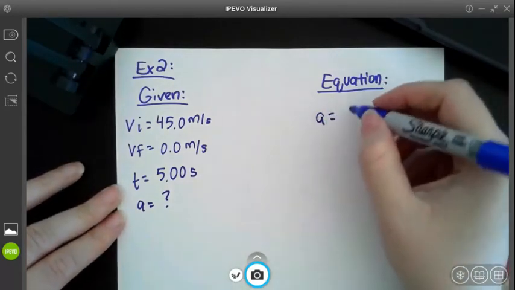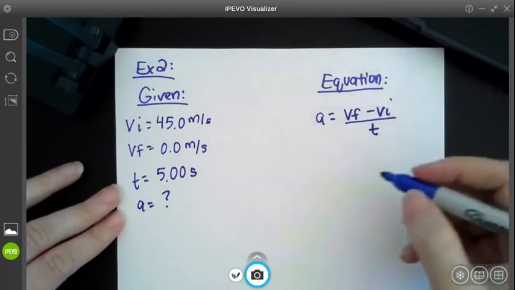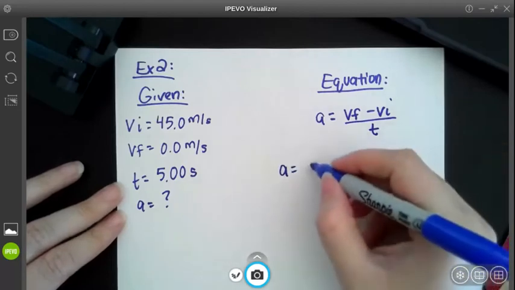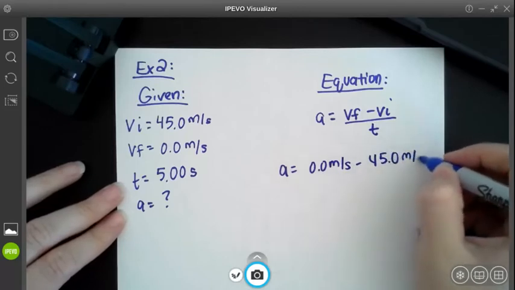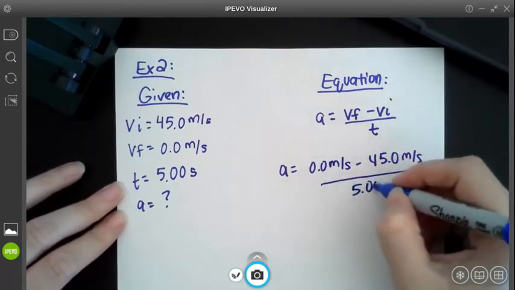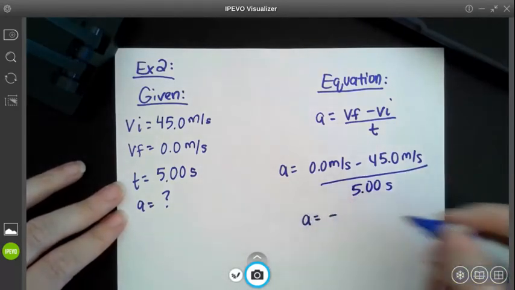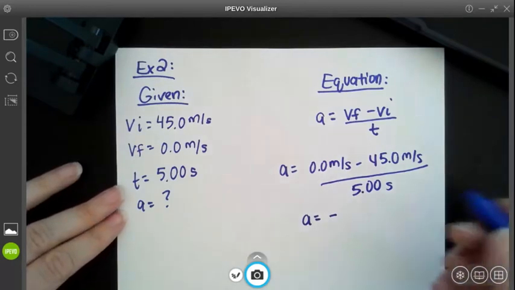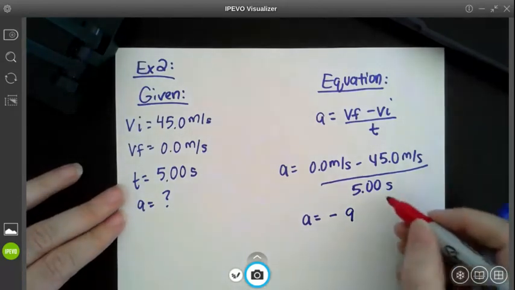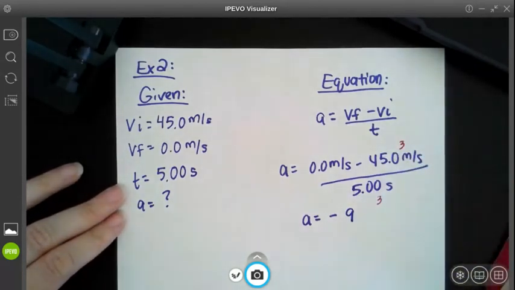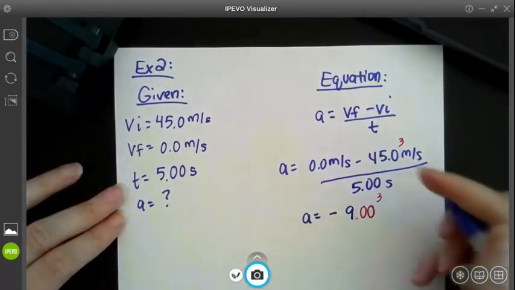We're going to use the same equation as last time. A equals VF minus VI over T. I'm going to plug in my numbers. So 0 meters per second minus 45 meters per second over 5 seconds. You'll notice again that our answer is going to be negative, and that's because we're decelerating or slowing down. When I put this in my calculator, I get an answer of 9. This has 3, this has 3, so my answer needs to have 3 sig figs. In order to make it follow sig fig rules, I need to add 2 zeros at the end.